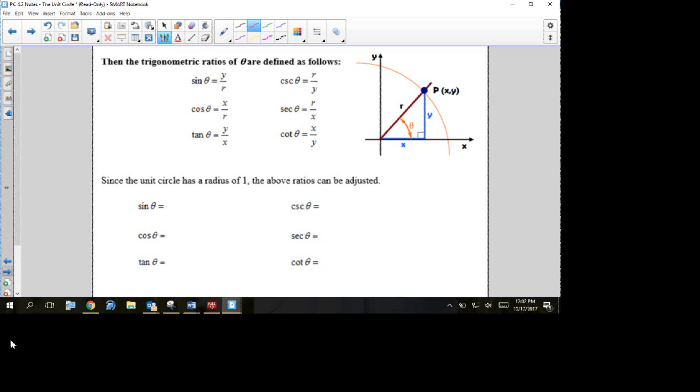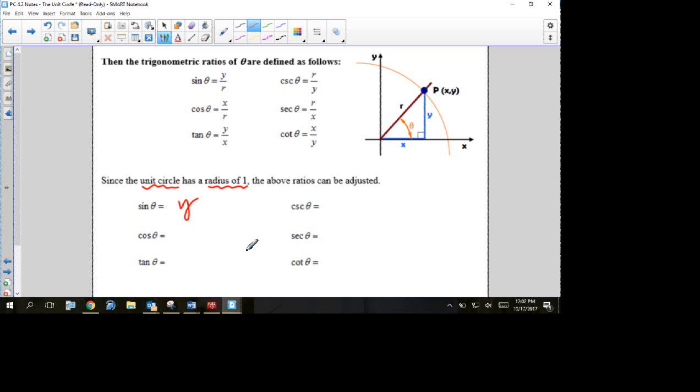Now, we have a unit circle with a radius of 1. If I know that r is 1, I can take these formulas and make them even simpler. So instead of saying the sine of theta is y over r, I'm just going to say the sine of theta is y over 1. So sine of theta is y. Sounds weird, but like I always say, the sine is y, and I make the weird noise with my mouth because that's how we remember that the sine is y.